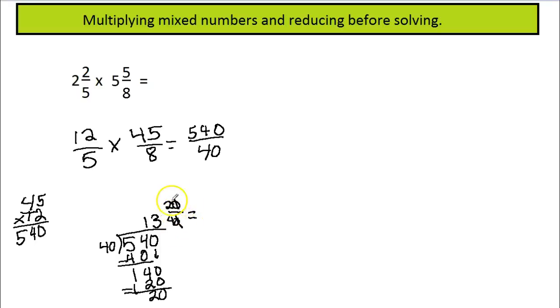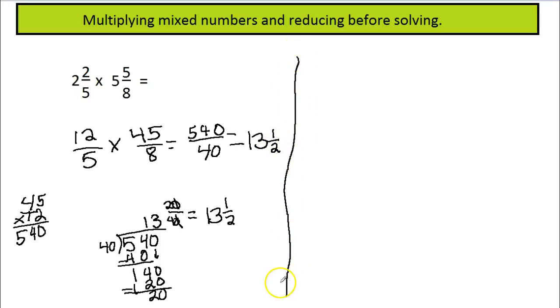And some of you are clever enough to see that you can just cancel out those zeros, and then you have 2/4, and you know 2/4 is 1/2. And then some of you may actually have to work that out by dividing over and over again. But we see here that our answer is 13 and 1/2. Okay, now let's see how we can make this problem a lot easier.